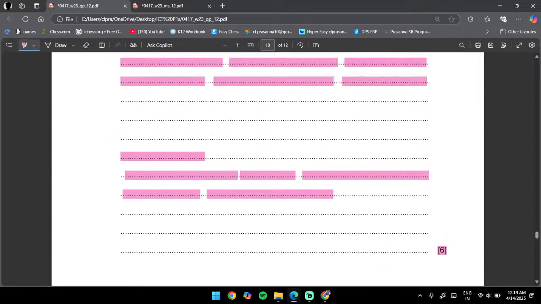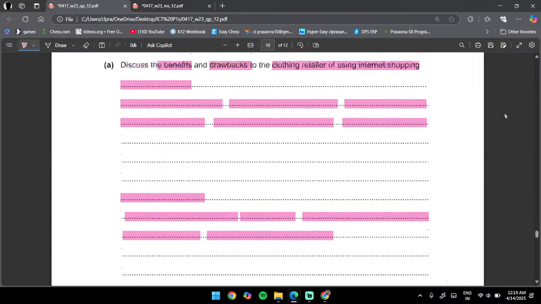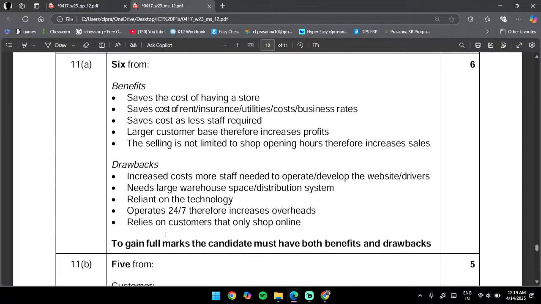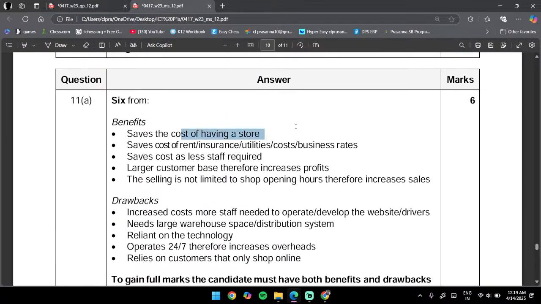He will have to pay someone to build the website and manage it. So these are five and 11 points. That's interesting, so 11 points should be enough. Saves the cost of having a store, saves the cost of rent, saves cost as less stuff. So just saving the cost is 3 marks here. Larger consumer base, increased profits.